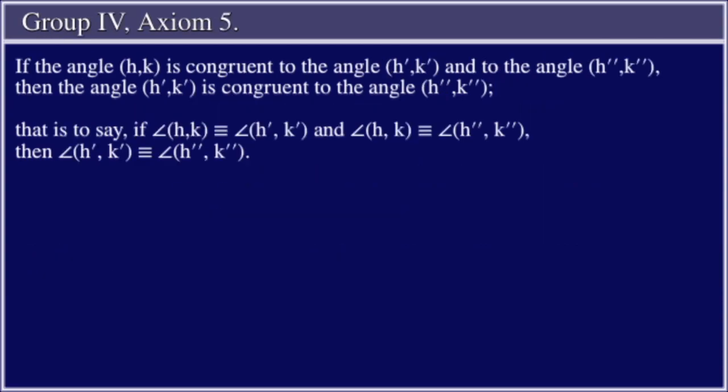4,5. If the angle (h, k) is congruent to the angle (h', k') and to the angle (h'', k''), then the angle (h', k') is congruent to the angle (h'', k''). That is to say, if the angle (h, k) is congruent to the angle (h', k'), and the angle (h, k) is congruent to the angle (h'', k''), then the angle (h', k') is congruent to the angle (h'', k'').